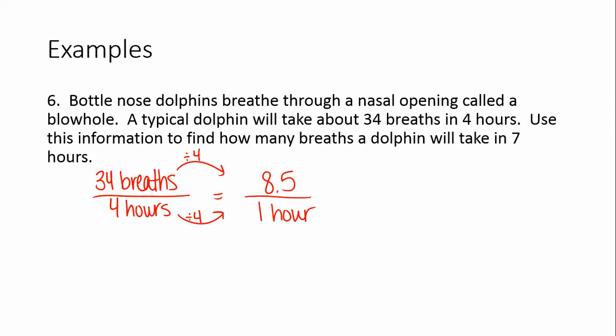But now we need to find out how many in 7 hours. So we need to multiply this by 7 to figure out how many breaths it would take in 7 hours. So we're going to do 8.5 times 7. That's going to give us 59.5 breaths.